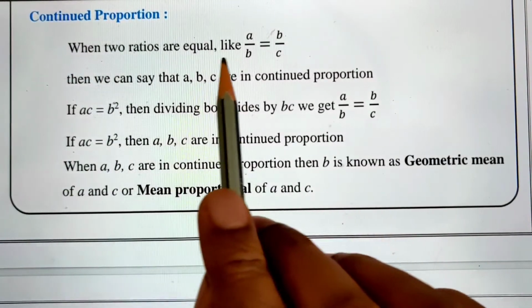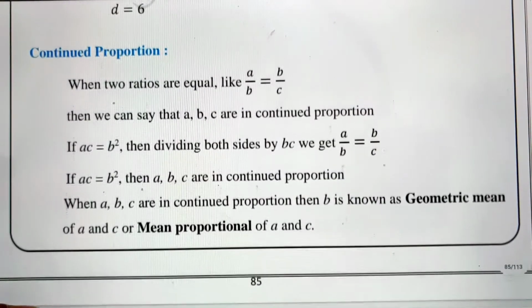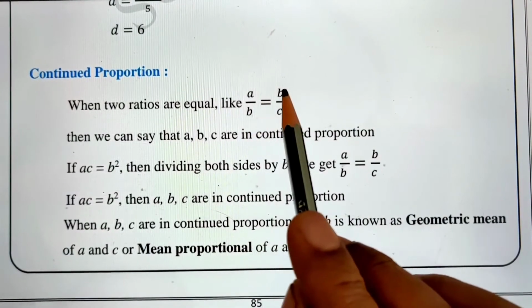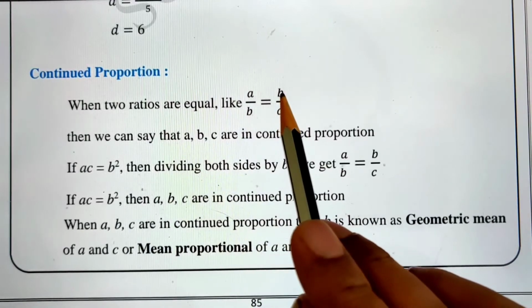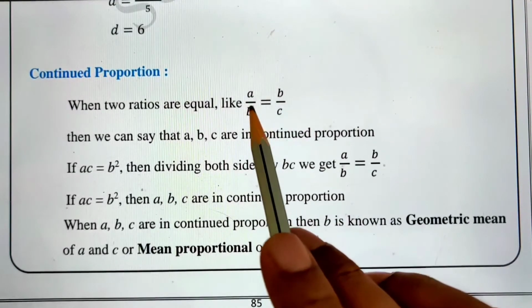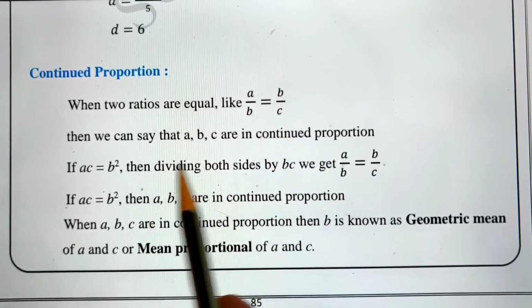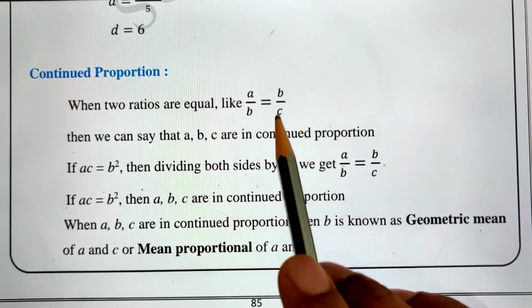If we observe these two ratios, equality of ratios is called the proportion, but in this type of equality, the second term of the first ratio and the first term of the second ratio are equal. A by B equals B by C. Now in such a case, that proportion is called continued proportion. Here three numbers are there, A, B, C.